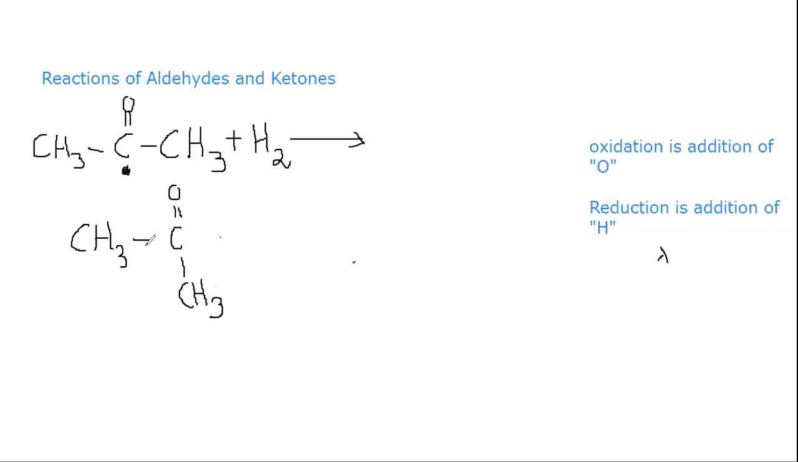Can I write the ketone like this? The CH3 is still attached to the carbon. Now I'm going to place hydrogen like this. Because when you're adding something, the addition always happens on the double bonded atoms. The double bond is between carbon and oxygen. So this carbon will pick up that hydrogen, and this oxygen will pick up that hydrogen. Same process.